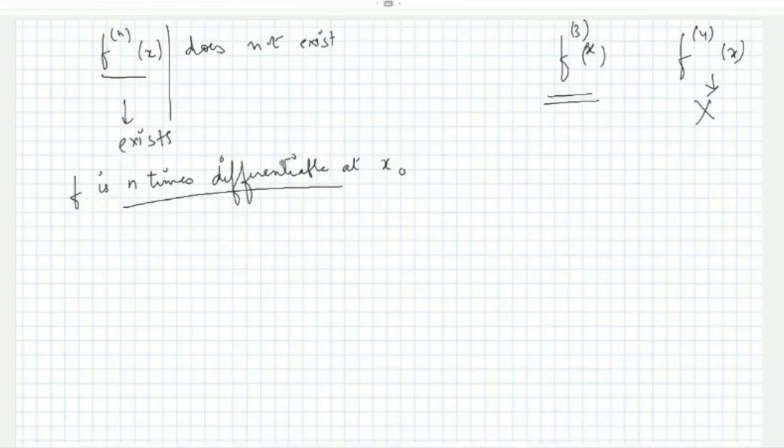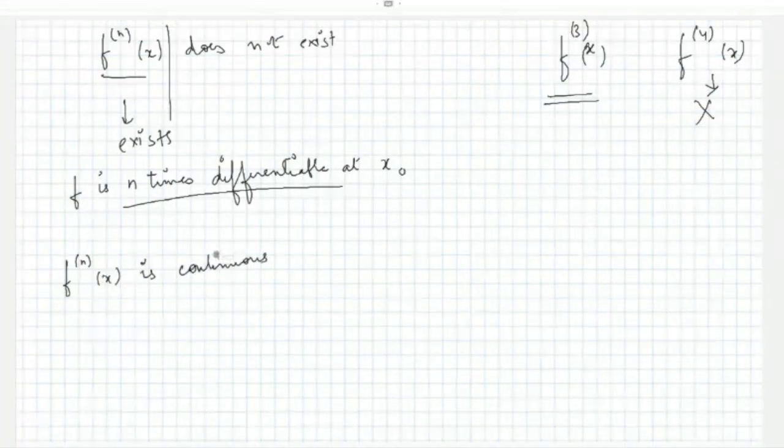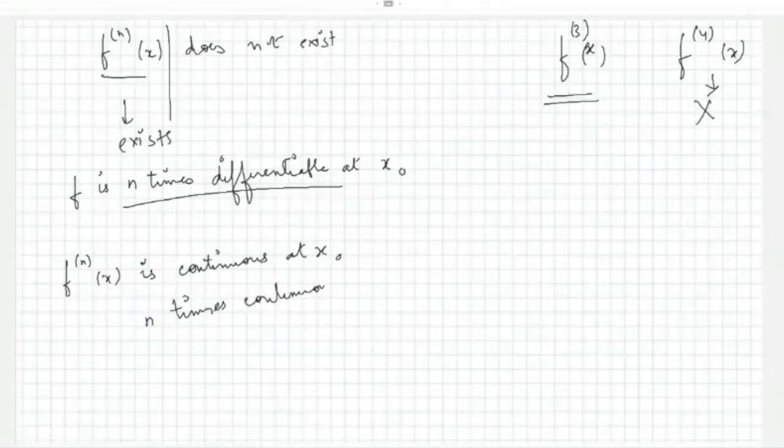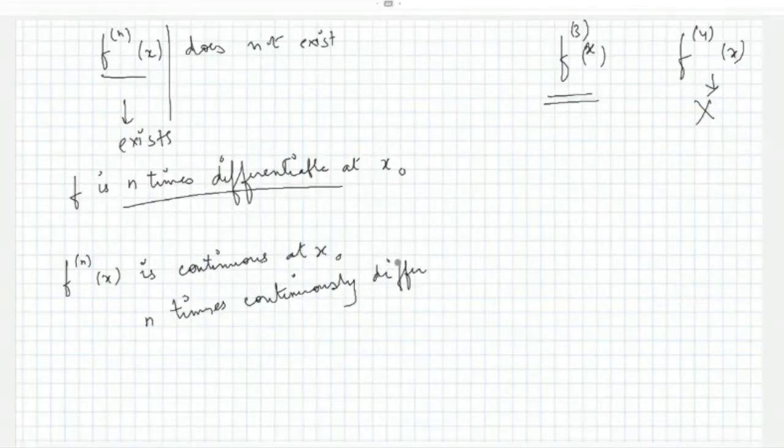A function is n times differentiable, meaning you can differentiate this function n times. Suppose f^(n)(x) is also continuous at point x naught. If it is continuous at point x naught, then we say that this function is n times continuously differentiable. When you see questions, many times functions are written in this language, that this function is n times continuously differentiable, so you have to understand what it means.